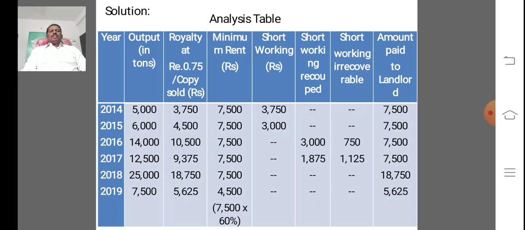But in 2019, 7,500 tons of output are manufactured due to strike. In that situation, the minimum rent is automatically reduced to 60%. That is, 7,500 into 60% is 4,500. So in this case also royalty is more than minimum rent. So 5,625 is paid to landlord.